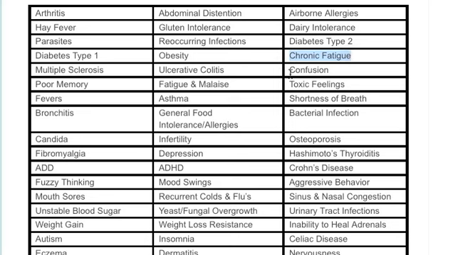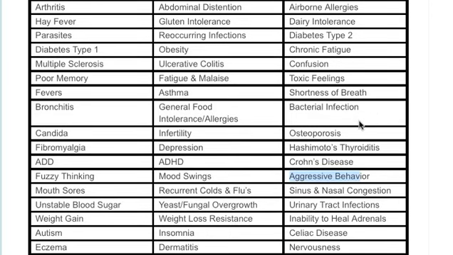Chronic fatigue, confusion, toxic feelings, shortness of breath, bacterial infection is a big one, aggressive behavior, sinus and nasal congestion, urinary tract infections, nervousness. Okay, so all of these are some real big symptoms of leaky gut, okay?